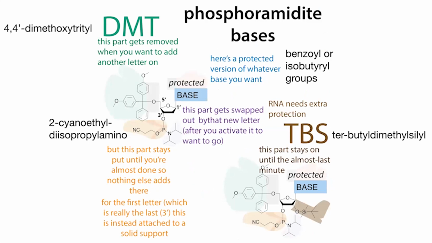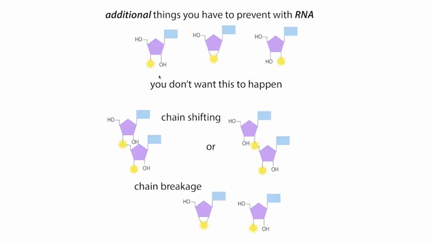Additionally, in the case of the RNA, we're going to have to protect that 2' OH group, because what can happen is this can react with things, or it can actually kind of kick off the other parts of the chain. So the reason why RNA is less stable than DNA inherently is that it has this 2' OH, which is able to do things like attack this phosphodiester bond, causing chain breakage or chain shifting. And so we need to protect this 2' OH group in the case of the RNA.